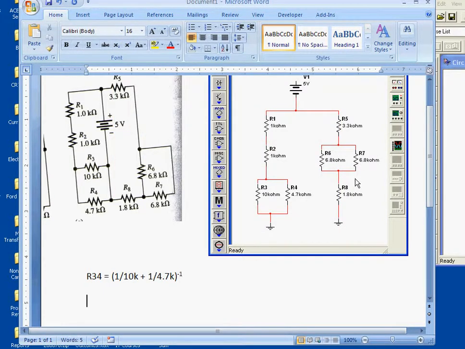And we'll look at R6, R7. Here it's going to be 1 over 6.8K plus 1 over 6.8K, and we'll find the inverse of that too.